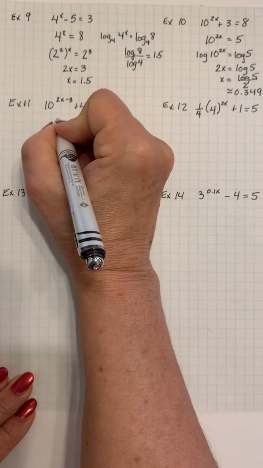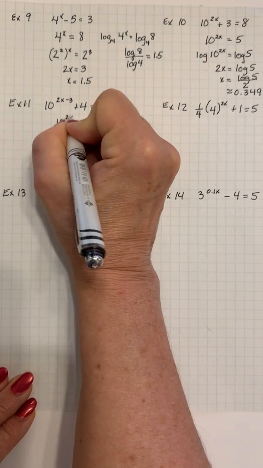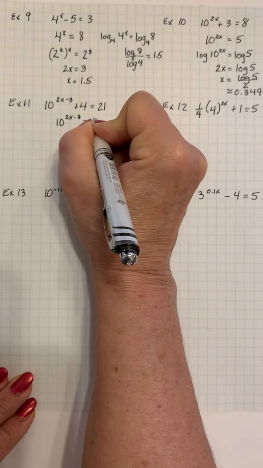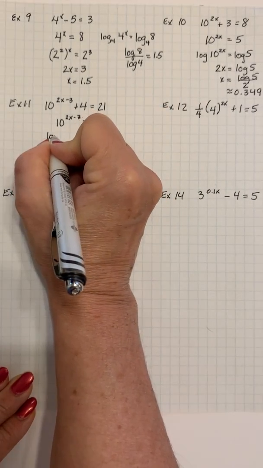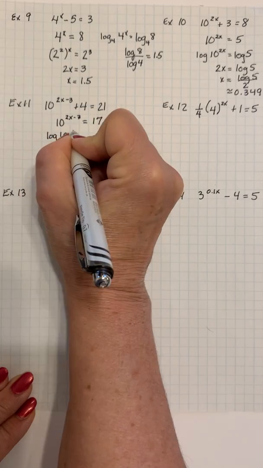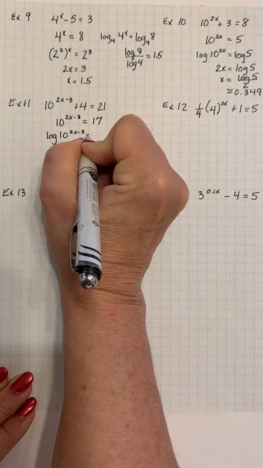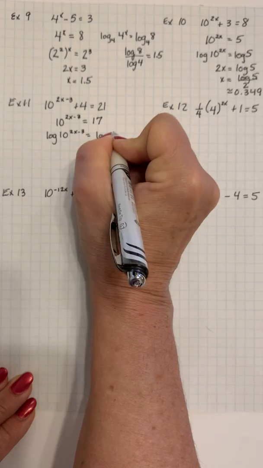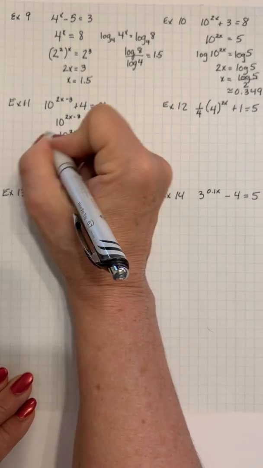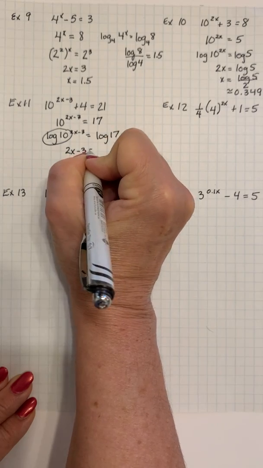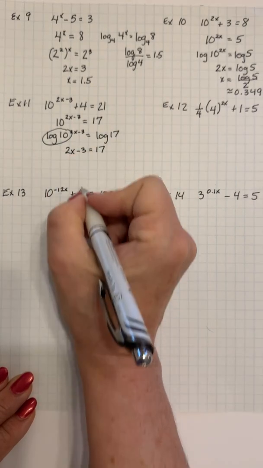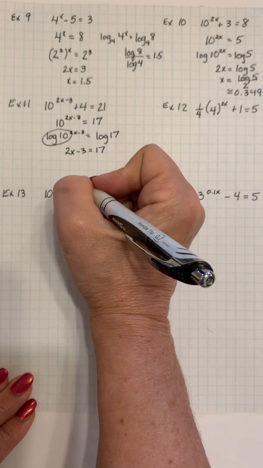We're going to subtract 4 from both sides. 10 to the 2x minus 3 is equal to 17. And then we're going to take the log of both sides. Undo the 10. These guys undo each other. And we have 2x minus 3 is equal to the log of 17. Add 3 to both sides.